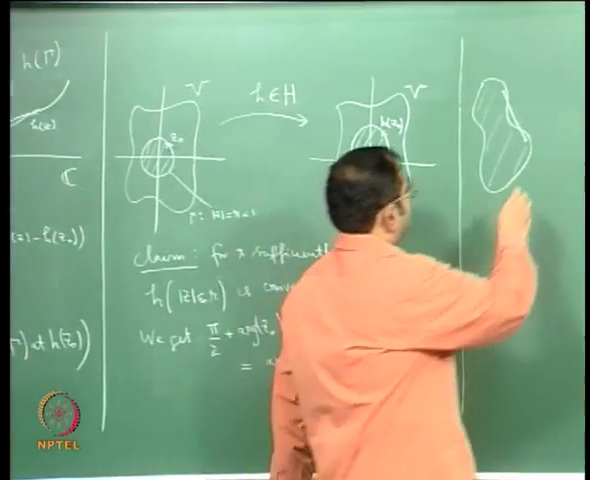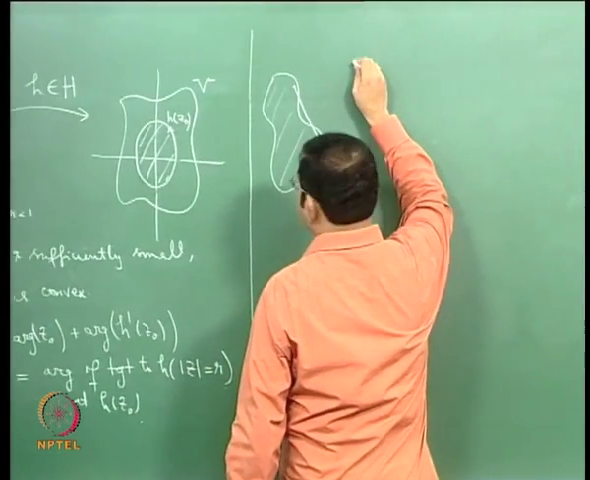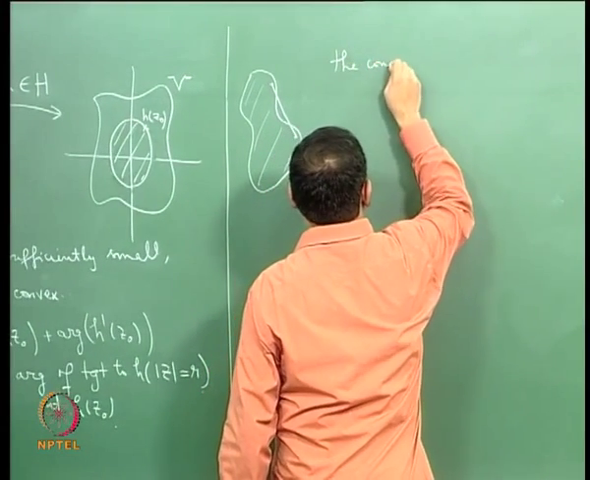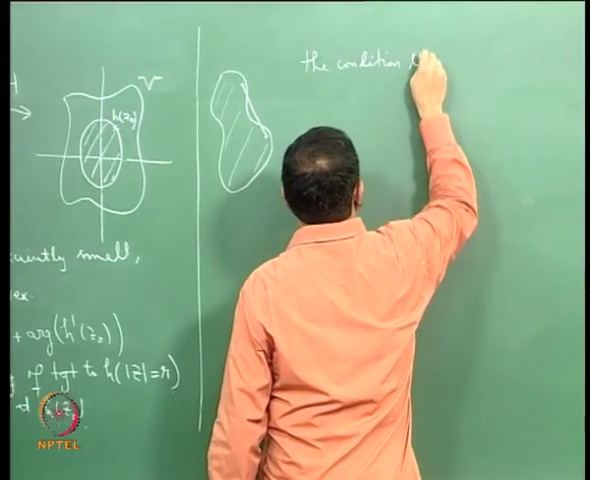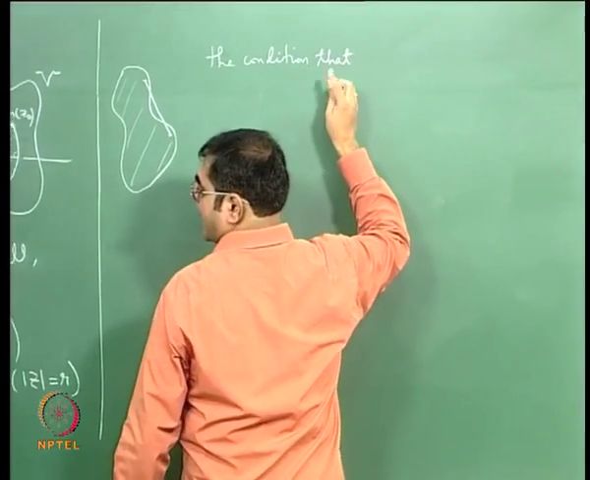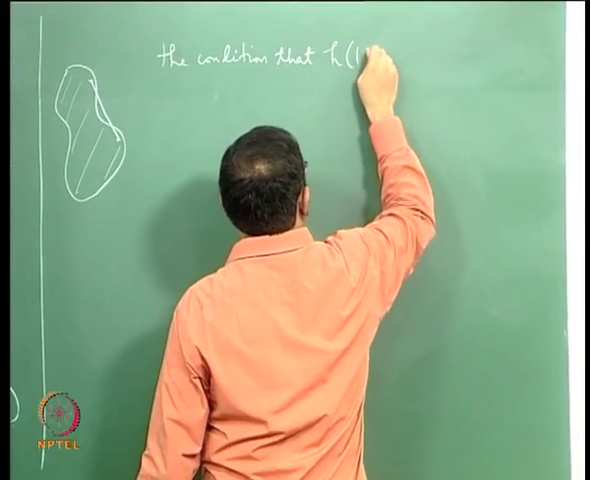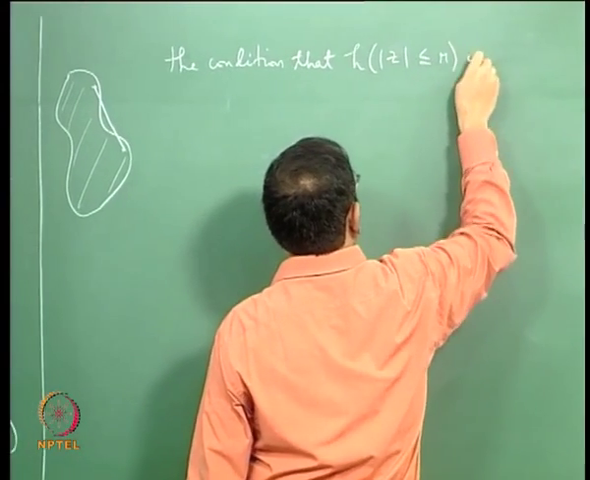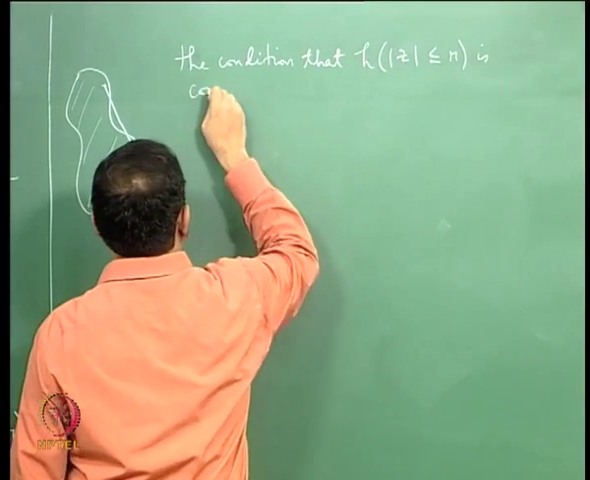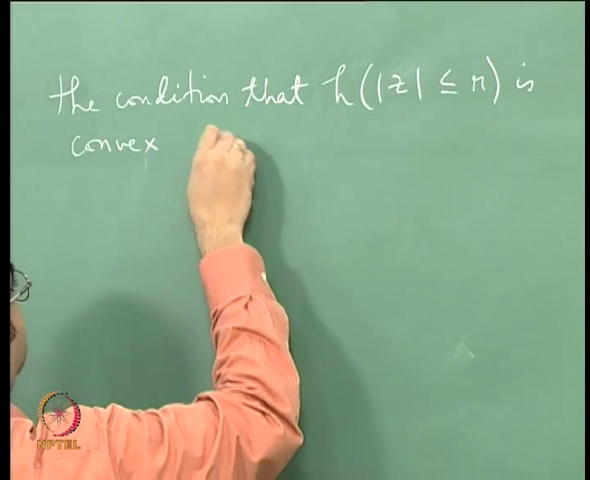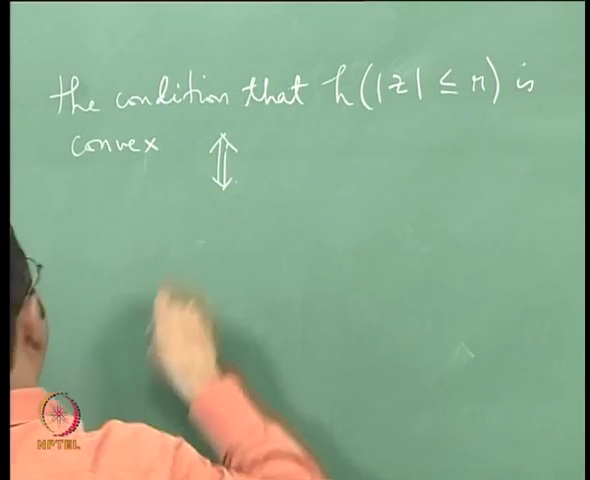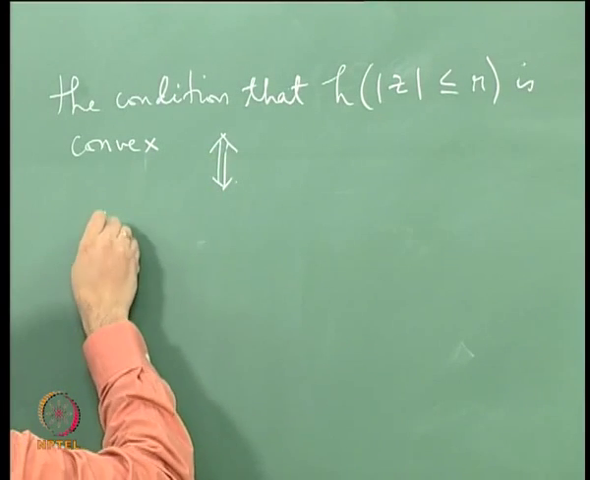So the condition that h of mod z less than or equal to r is convex is equivalent to pi by 2.